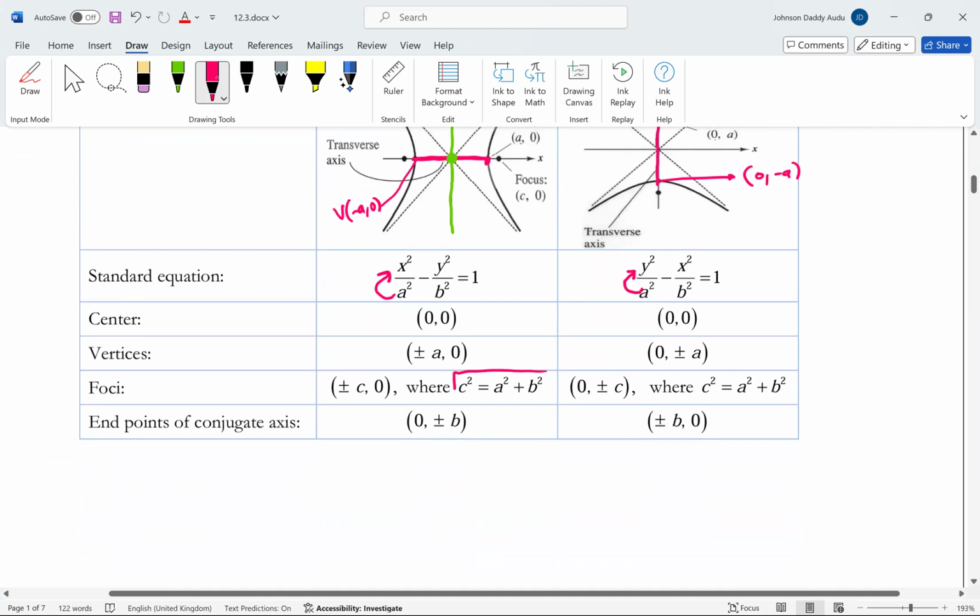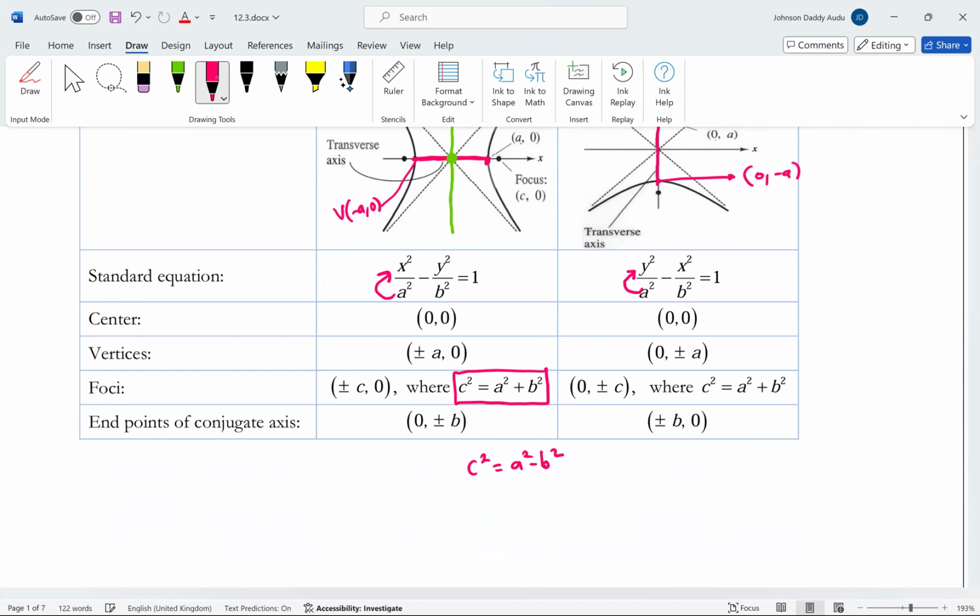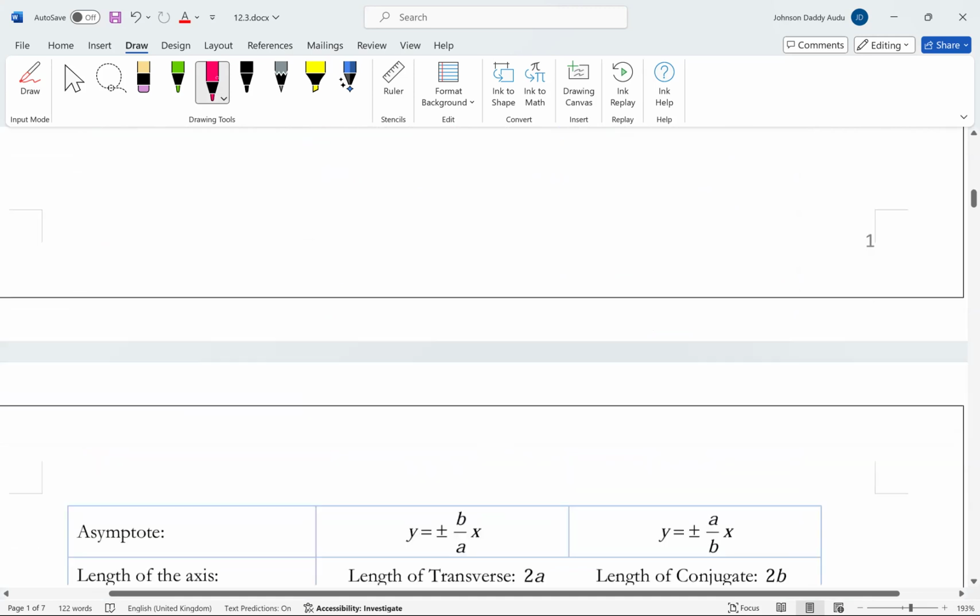All right. Then another difference is how to find c. In the case of ellipse, c squared is equal to a squared minus b squared. But for hyperbola, it's a squared plus b squared. And the endpoint of the conjugate axis is just this one.